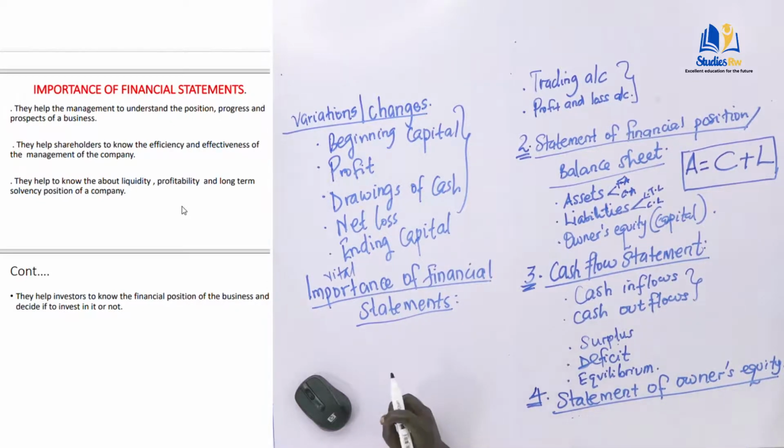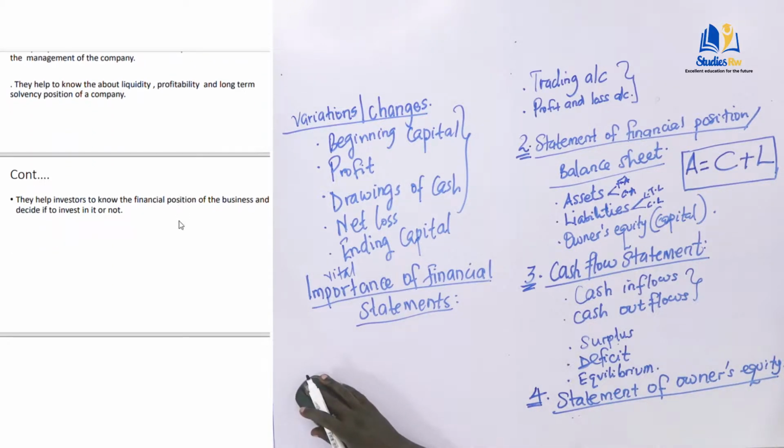We also have profitability ratios, the ability of the business to generate profits from investment made, like the profit margin, which measures how much gross profit is generated from each unit sold. So very important. Number 4, they help investors to know the financial position of the business and decide whether to invest in it or not.